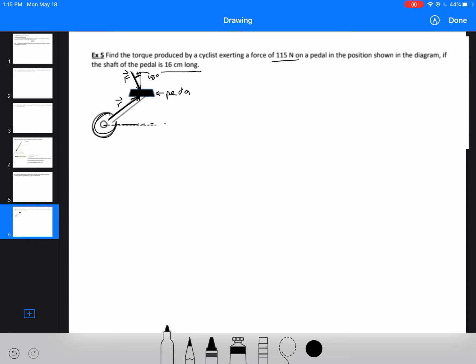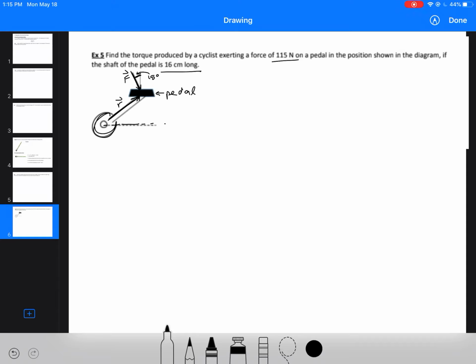Now, hopefully you've noticed a problem in that our vectors are not tail to tail right now. They're actually head to head. In order to figure out the angle between them so that we can find the magnitude of the torque, we're going to have to do some shifting of the vectors to figure out the angle between them.